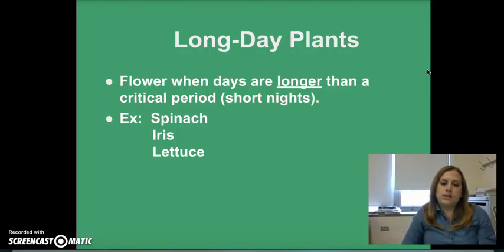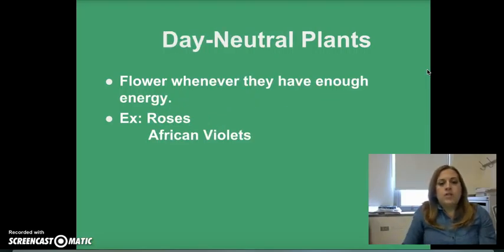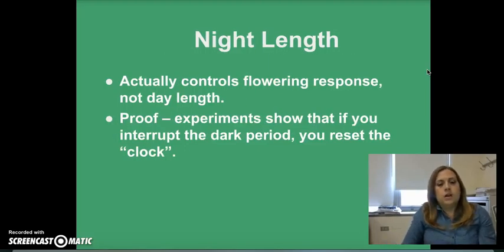Then you've got long day plants, and these are going to be plants that flower when days are longer than a critical period or have shorter nights. Examples here would be spinach, iris, and lettuce. And then there's day neutral plants, and these are going to flower whenever they have enough energy, and it's not dependent on the length of the day. So examples would be roses or African violets.